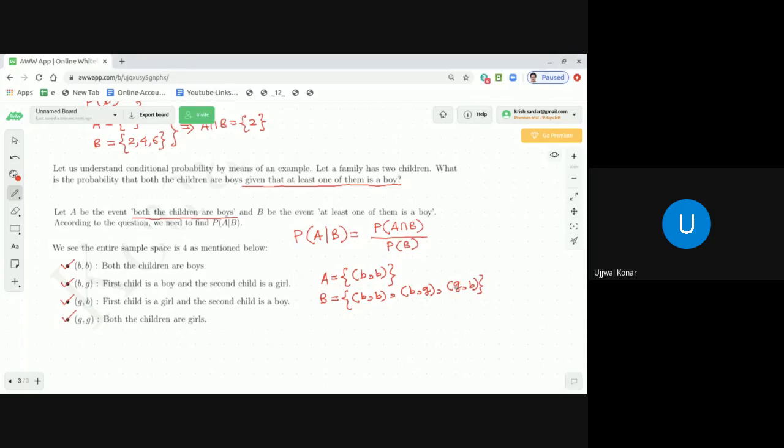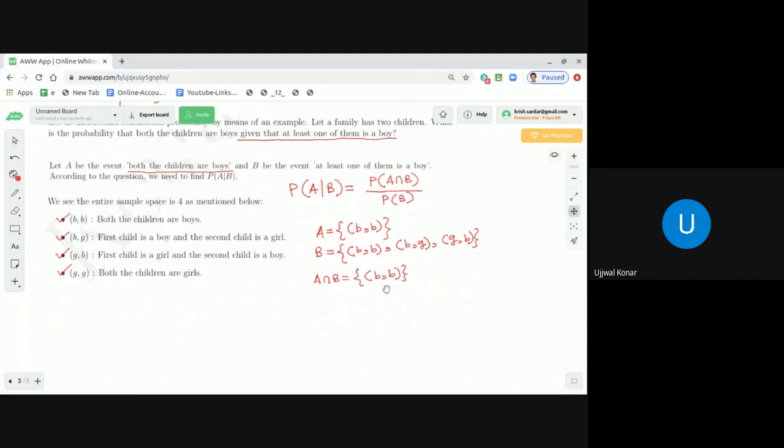Now, as we see that A and B sets are there, it is very easy for us to find what is A intersection B. So A intersection B, we find BB. Correct, dear students? Now, what is probability of B? Probability of B is actually 3 by 4. How come probability of B is 3 by 4? If you look into it, the B set contains 3 elements: the tuple BB, then the tuple BG, and then tuple GB. And a sample space containing how many elements? 4. So 3 by 4, that is the probability of event B.